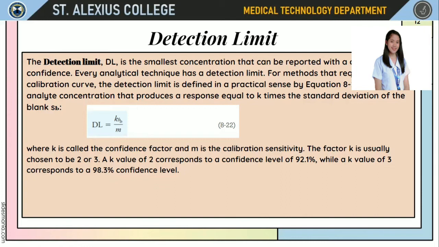The factor K is usually chosen to be 2 or 3. A K value of 2 corresponds to a confidence level of 92.1%, while a K value of 3 corresponds to a 98.3% confidence level. The detection limit is reported by researchers or instrument companies and is not applied to real samples. The values reported are usually measured on ideal standards with optimized instruments.